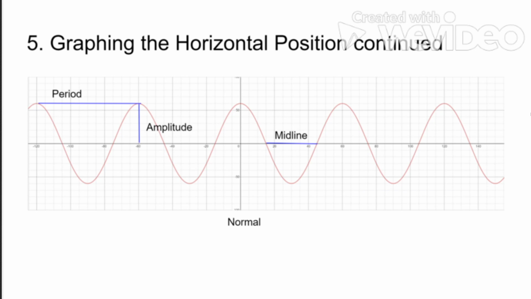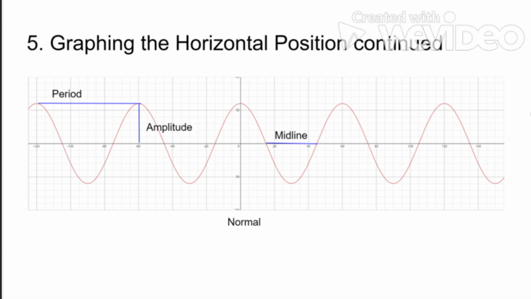You might be wondering what it looks like to graph the horizontal position. If you graph it, it looks almost exactly like graphing the height. But in this case, the midline is going to be 0 because there's no additional added feet, because the horizontal position always stays centered at 0.